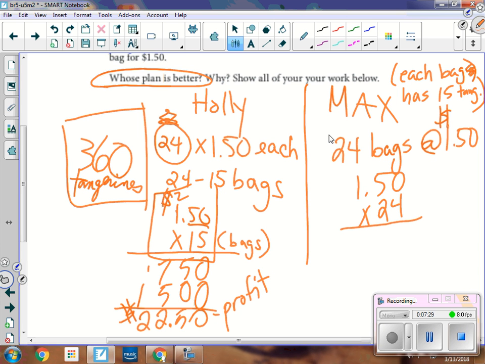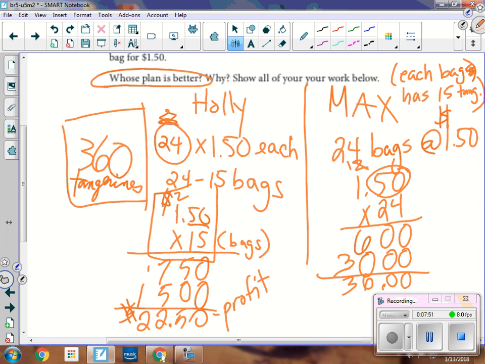Now I know that Max is going to make more money because he's got 24 bags instead of 15 bags. Let's do the math and prove it. 2 times 0, 2 times 5 is 10. 2 times 1 is 2, plus 1 is 3. 2 decimal places, 2 in the answer. So for profit, Max will make $36. So he's going to make about $13.50 more.